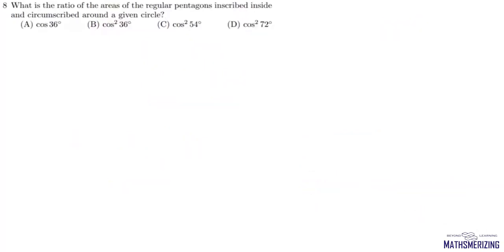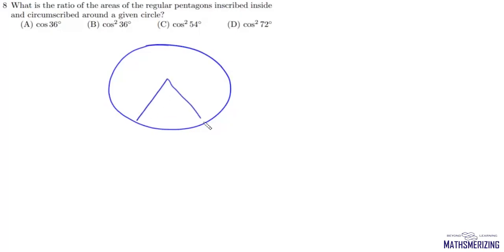Now here the question is, what is the ratio of areas of a regular pentagon inscribed inside and circumscribed around a given circle? So if we have a given circle and we have a regular pentagon inscribed inside it, then this angle is 72 degrees. This is radius r. This is radius r. In that case, the area of the pentagon inscribed inside this circle will be 5 into 1 by 2 r square sine theta, and it is sine 72 degrees.